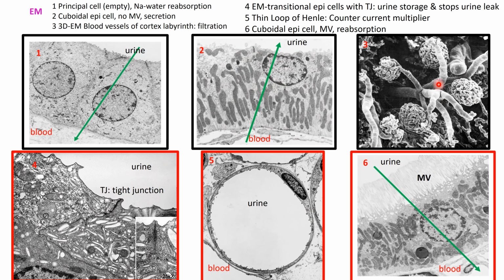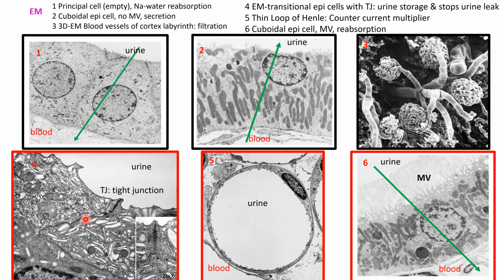The number 3 is a three-dimensional electron microscopic blood vessel image in the cortex labyrinth. And this is where filtration will occur, where you can see the glomerular capillaries.